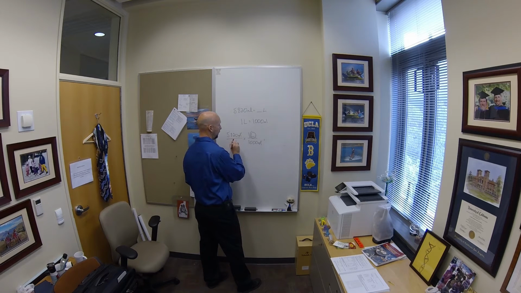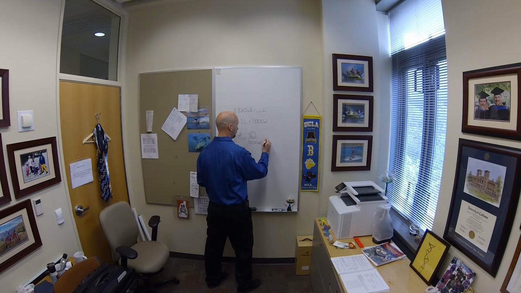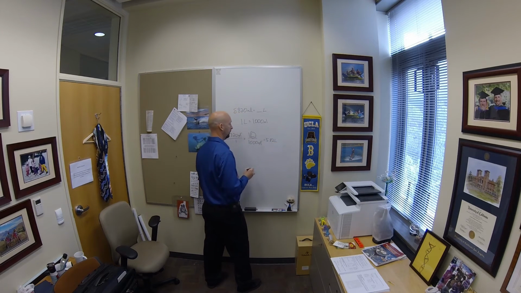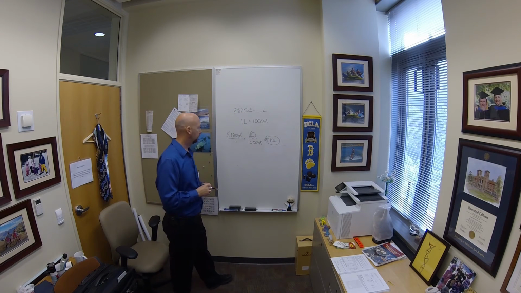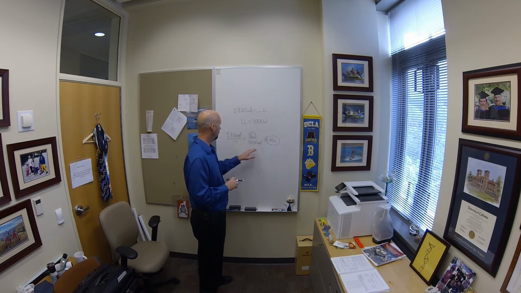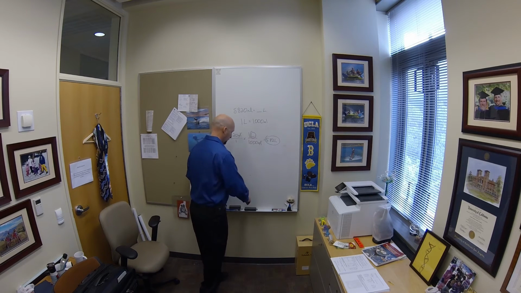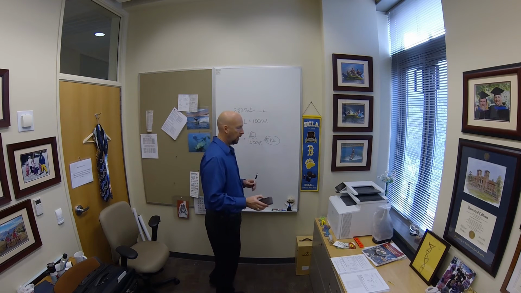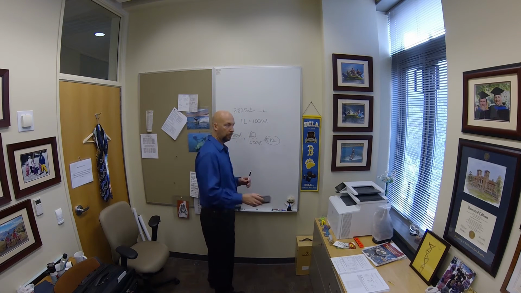So 5,820 divided by 1,000 is 5.82 liters. And that is a good answer. No need to convert to scientific notation in this case. So hopefully you got 5.82 liters. Now let's go do a practice problem, a couple of problems that are a little bit more difficult.